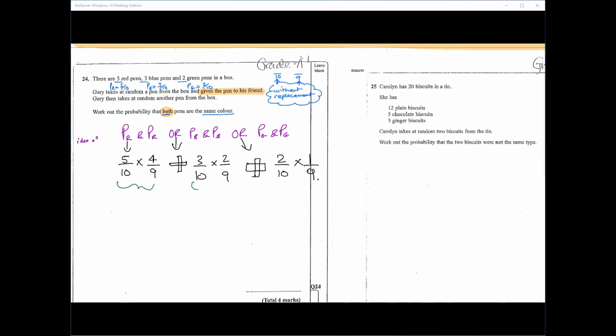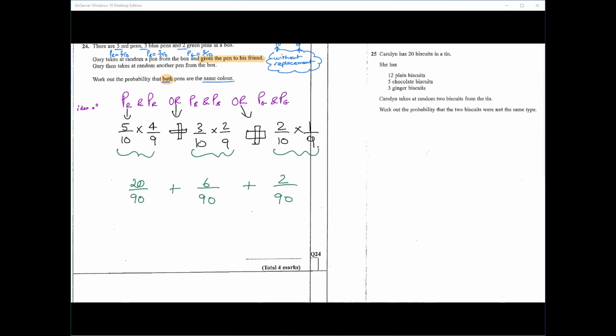Okay. So we need to go through that. Ismail. Well, yeah, I'm working out. Okay, so I don't want you to cancel anything down. What's 5 times by 4? 20. Over? 90. Plus? 6 over 90. Plus? 2 over 90. Fantastic. Right. Let's finish it off. 28 over 90. That gives me 28 over 90.